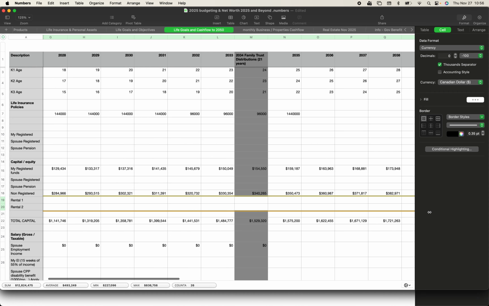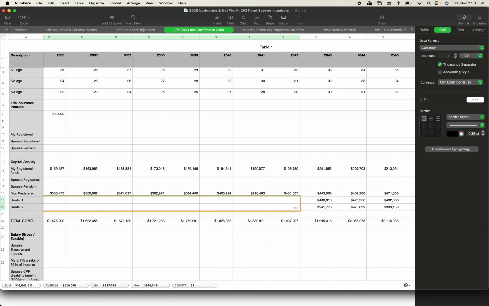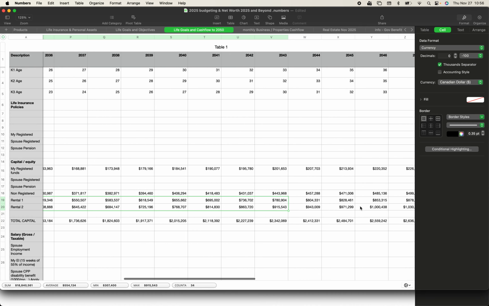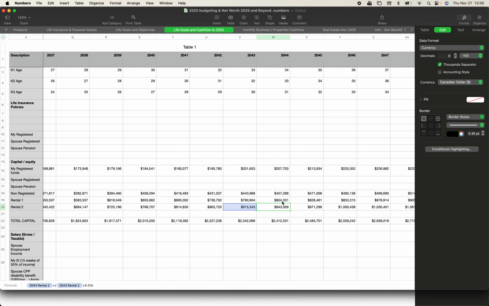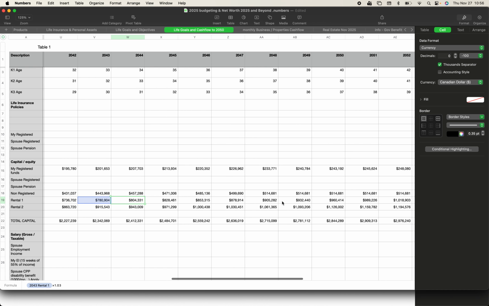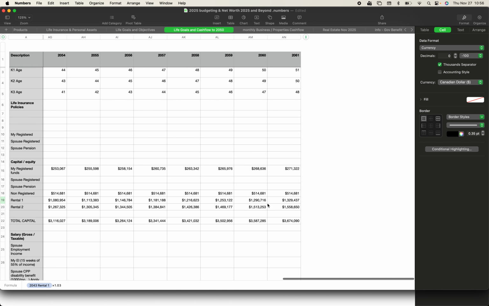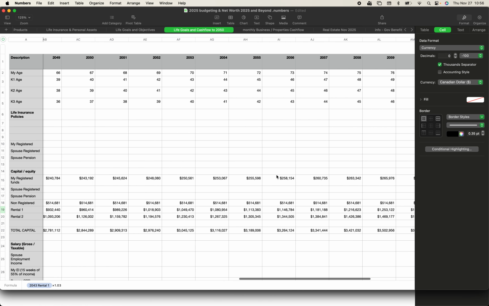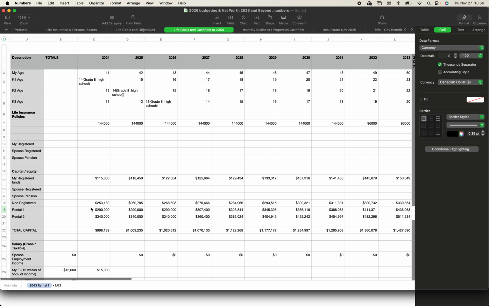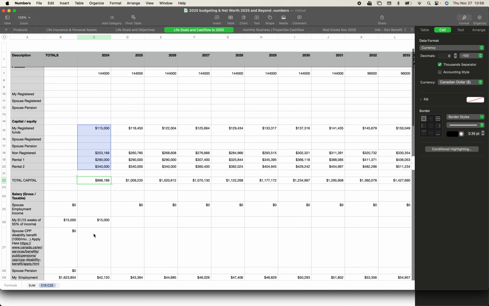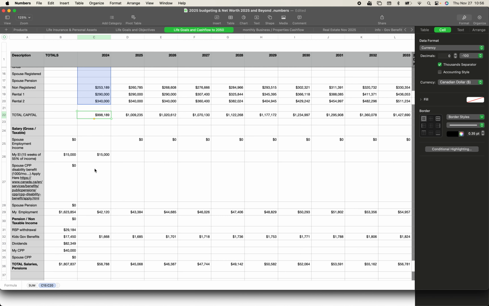So we're going to carry this all the way forward to, how far forward should we go? Okay, and then we've got appreciation here of 3%. And we're assuming we're going to hold these rentals all the way through to the age of 78. So anyway, you might buy more rentals, you might sell these ones. So, you know, it's just an estimate based on current trajectory without going into too much detail.